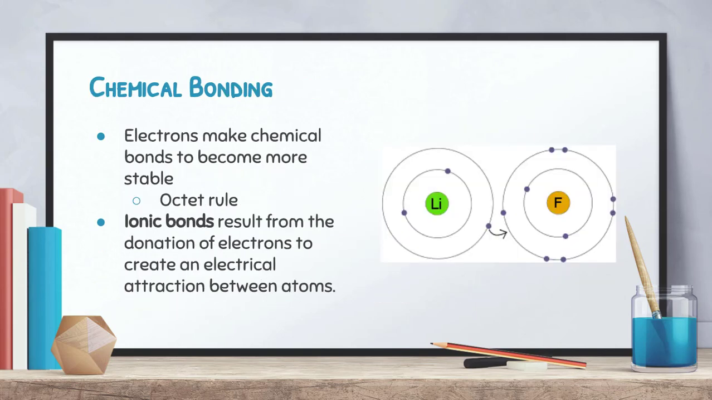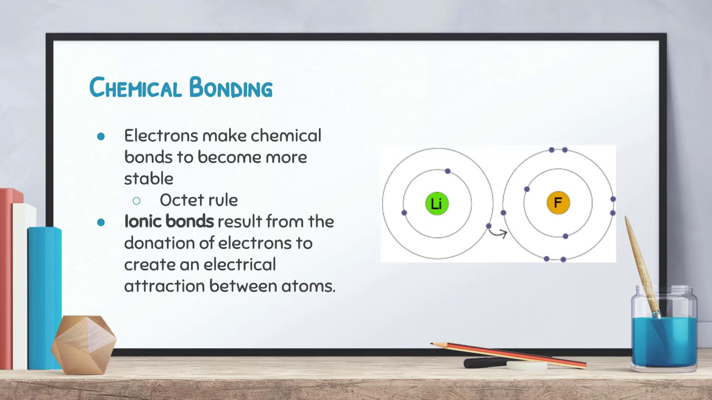So in order to make compounds, chemicals have to bond with one another, and electrons make chemical bonds to become more stable. There's this thing that's called the octet rule. We won't talk a whole lot about it, but basically most elements want to have 8 electrons in their outermost shell. That's when they're most stable. And so in order to get that, atoms are going to give off electrons, they'll accept electrons, they'll share electrons any way possible in order to satisfy that octet rule. And as a result, we get a variety of different chemical compounds and molecules.